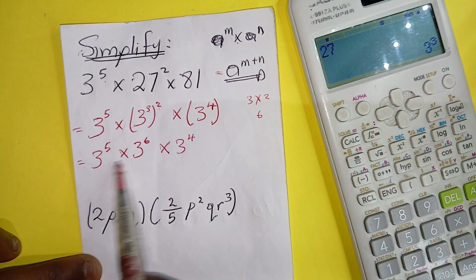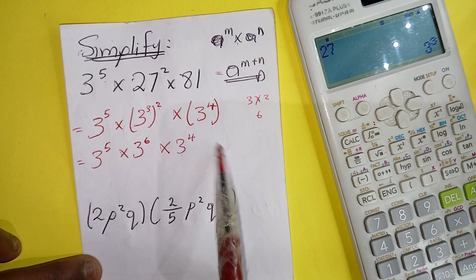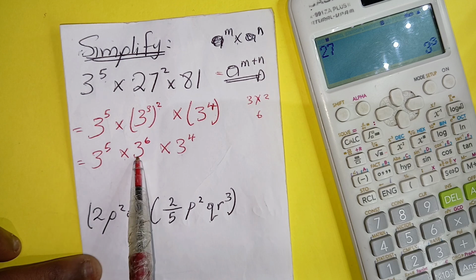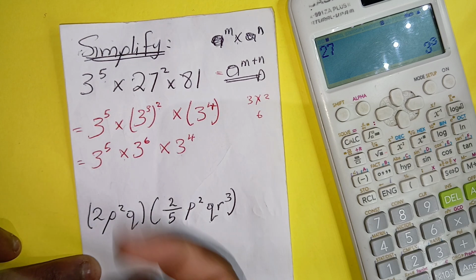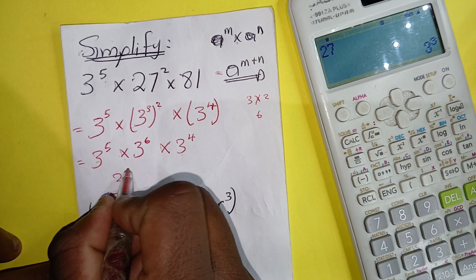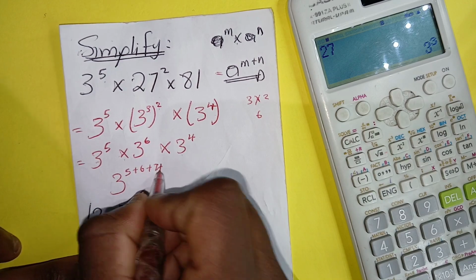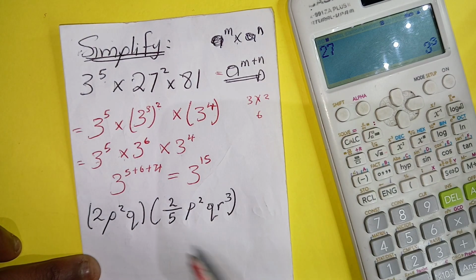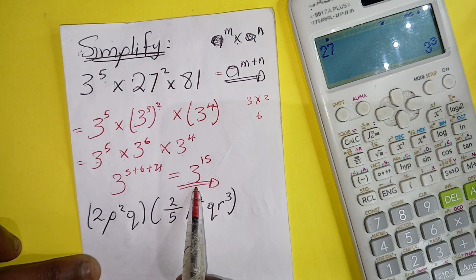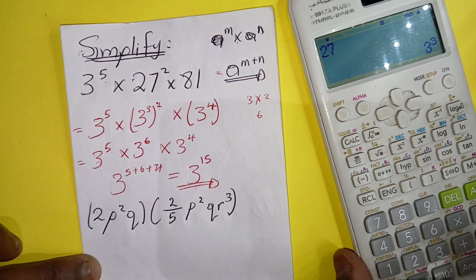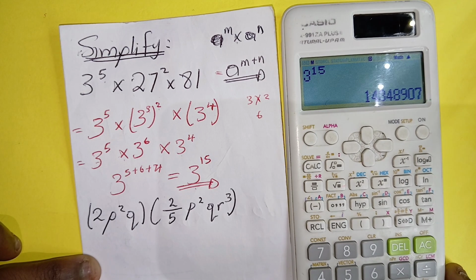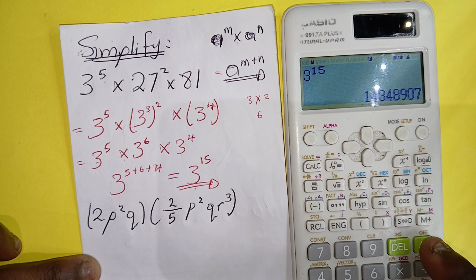Now all our bases are the same, so we can apply the first law, which says that when we multiply the same base, we add the exponent. It will be 5 plus 6 plus 4, so the final answer here is 3^15. You can leave your answer in exponential form. No need to convert that number, because you will get a bigger number. Do you see the number that you get? So you can just leave the answer like that.